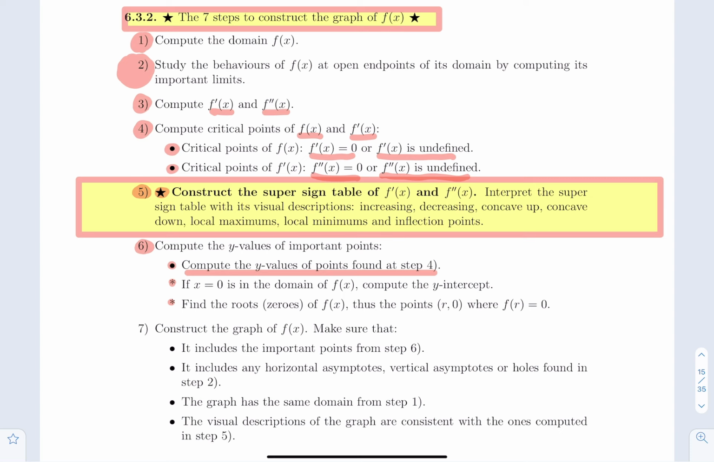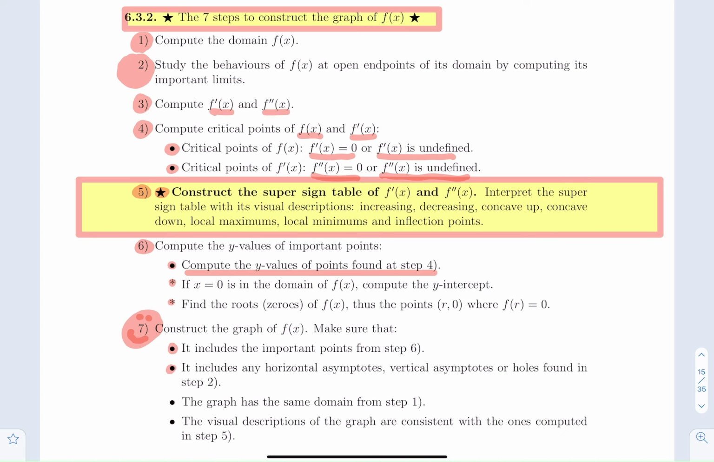And then the 7th step is to actually draw the graph of your function. In that step, you need to make sure to first start with the important points in step 6. If there are any horizontal or vertical asymptotes or holes for your function that you found in step 2, you should draw those first.